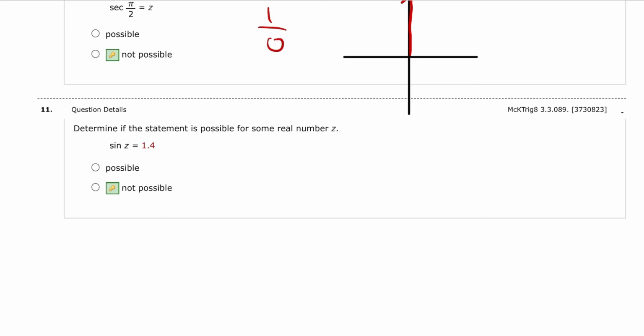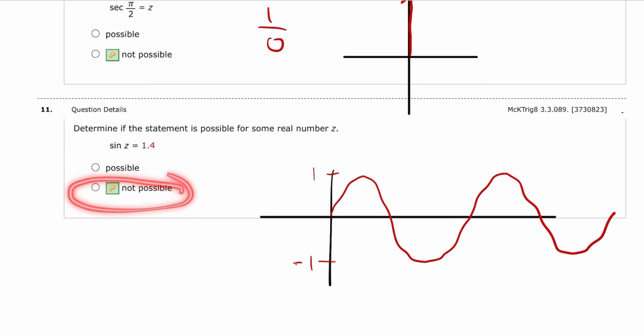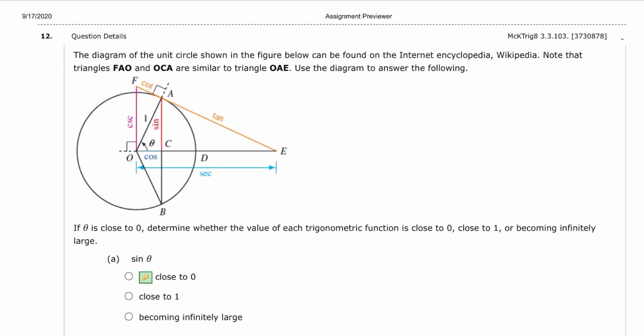Determine if the statement is possible. The sine equal to 1.4 would not be possible because the graph of sine looks like this. It's a sine wave. It just oscillates between 1 and negative 1. Oops, that's positive 1. This is negative 1. So the graph oscillates between 1 and negative 1. It never exceeds 1 or never exceeds negative 1. It's going to be always between those two values. So it's not possible for sine to reach 1.4. It's just not possible. So that's the second choice there.